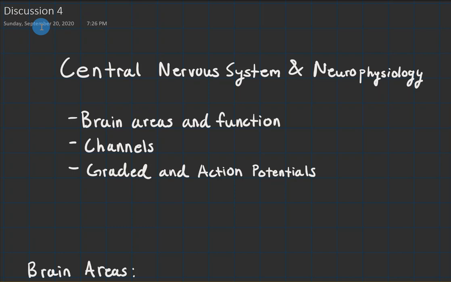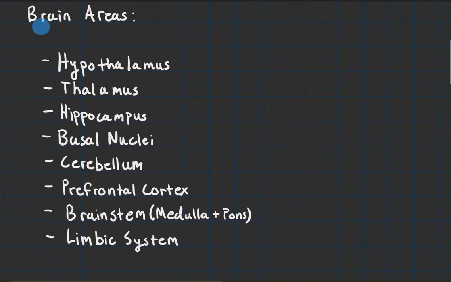And then I'll get into the three different types of channels that we talked about during Unit 1 of this class. And then I'll end with a graded and an action potential, what types of channels are where, and what's going on with the whole neuron during this process. So let's start with some brain areas.